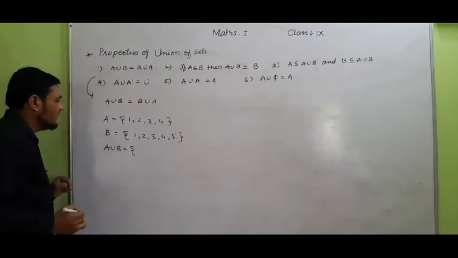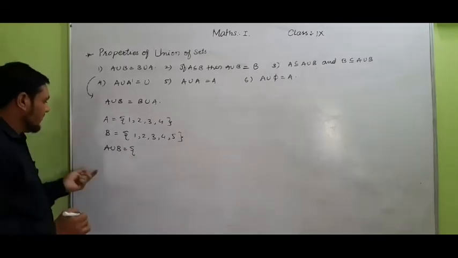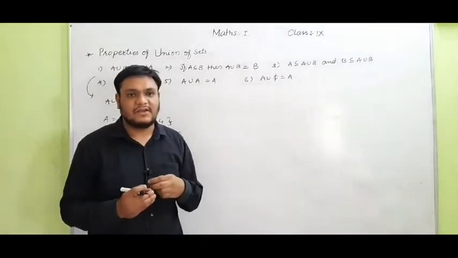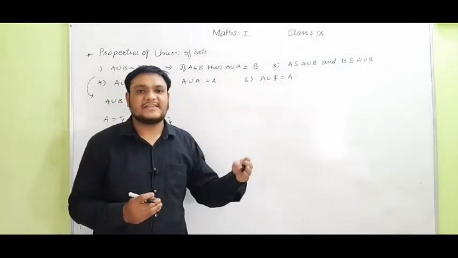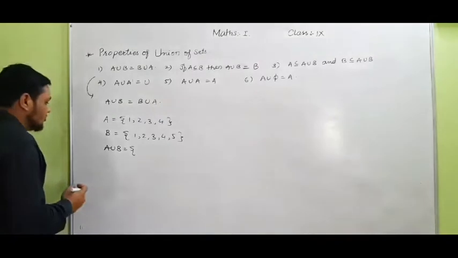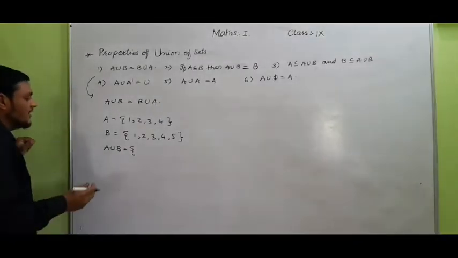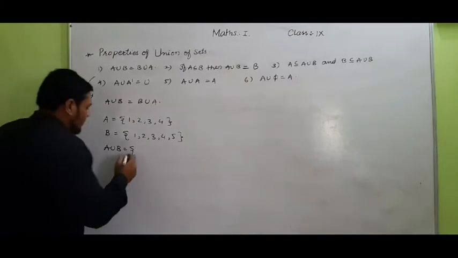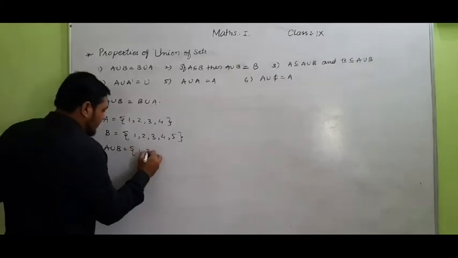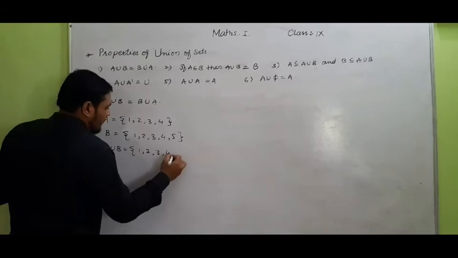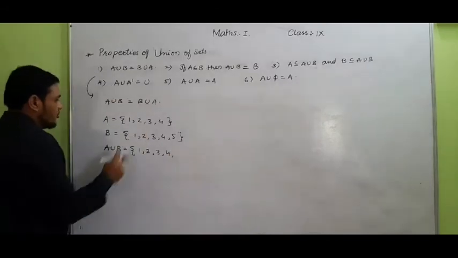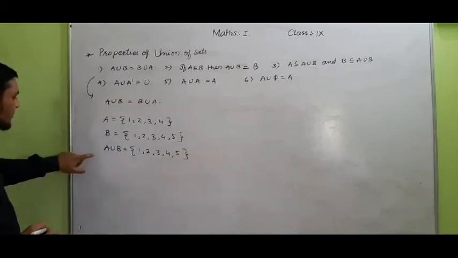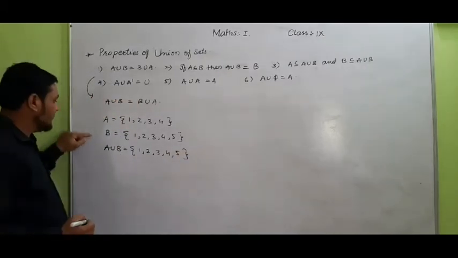According to the definition of union of two sets, if we take all the elements of the two sets together and make one set, that set is nothing but the union of two sets. So this A union B will contain all the elements of set A or all the elements of set B. So we can say that it will contain elements 1, 2, 3, 4. So 1, 2, 3, 4 is common in both the sets. That is why the remaining is 5. We will take 5 also here, because in A union B, all the elements of A and B will come.